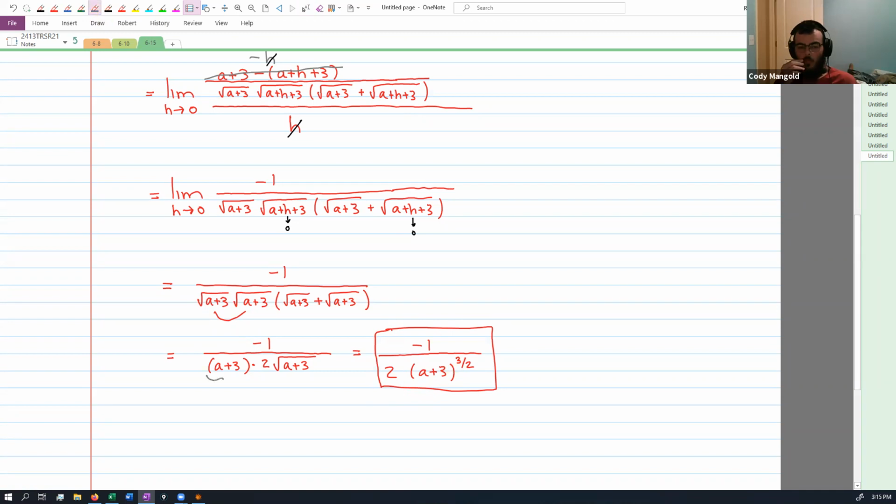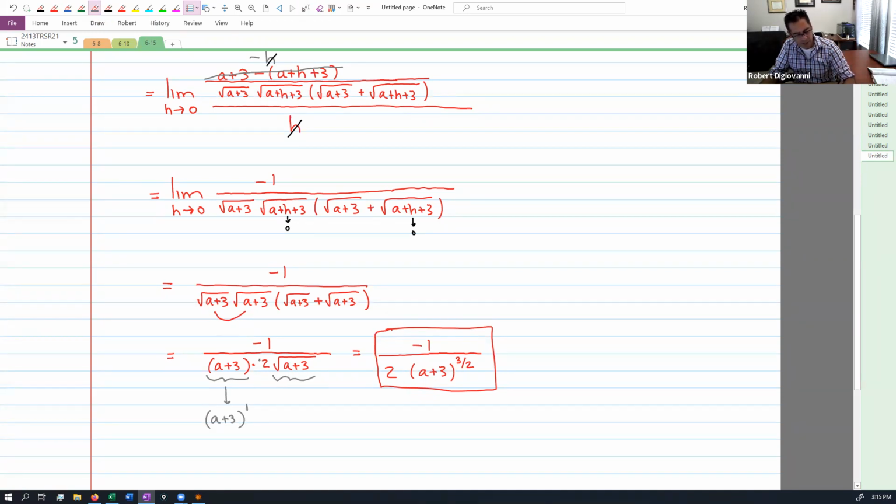Wasn't it a plus 3 to the third power with a square root? Mm-hmm. So I took that a plus 3, which is to the first power, and this, forget the 2 for a minute. That's the same as a plus 3 to what power? 2. The square root. Yeah. Means to the one half power.